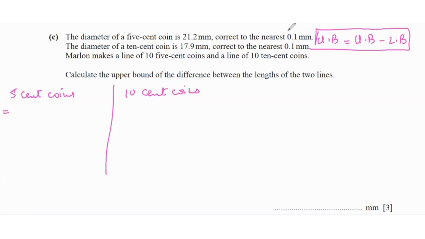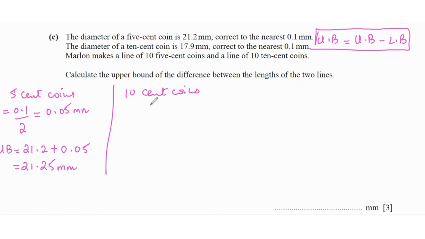First, we divide the degree of accuracy by 2. So that's going to be 0.1 divided by 2, which is 0.05 millimeters. Now to find the upper bound, we will add our degree of accuracy, our 0.05 value, to the original diameter. So 21.2 plus 0.05, that's going to be 21.25 millimeters.